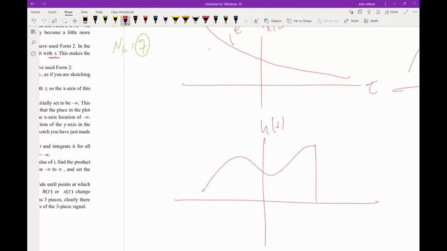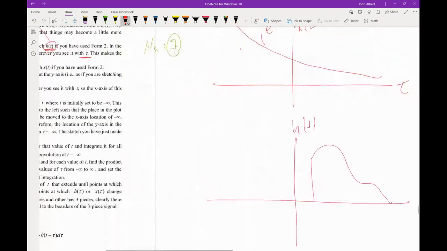Assume that this is h of t. I just chose a random function, not for any specific reason. Okay, so I chose h of t there, and I sketched h of t here.